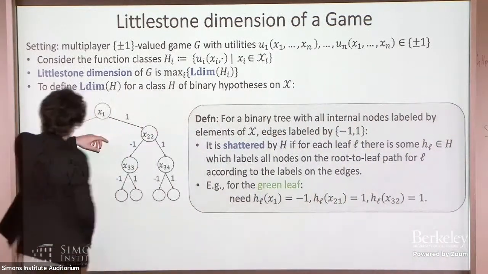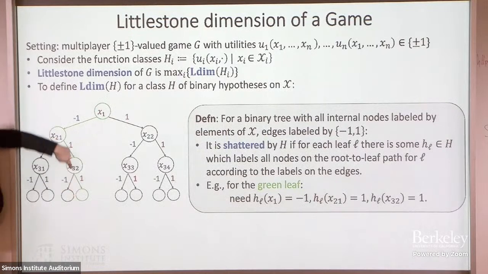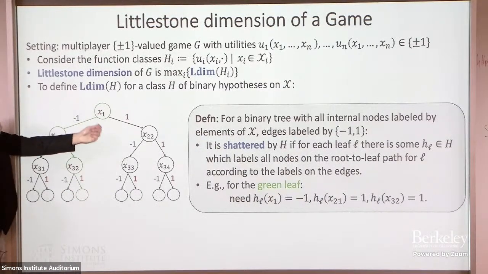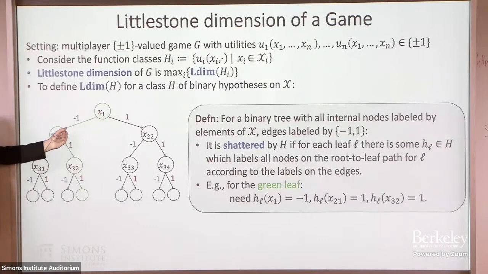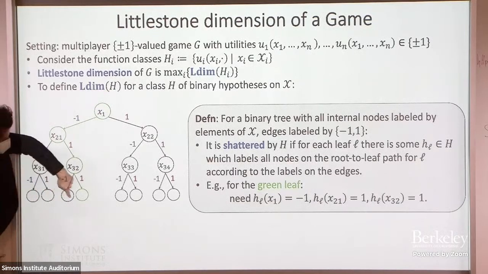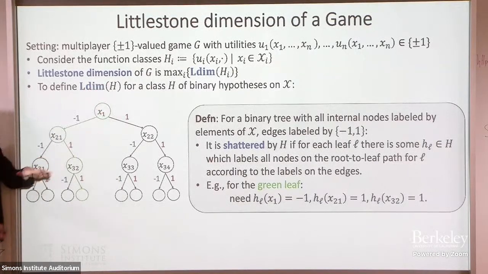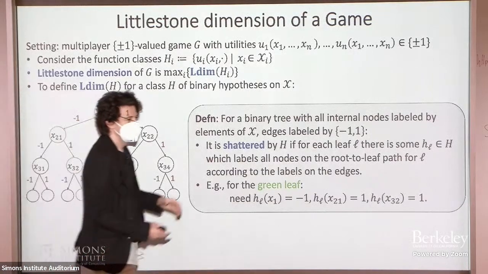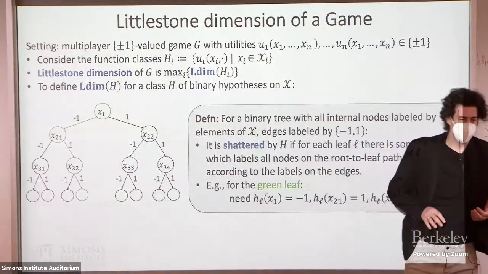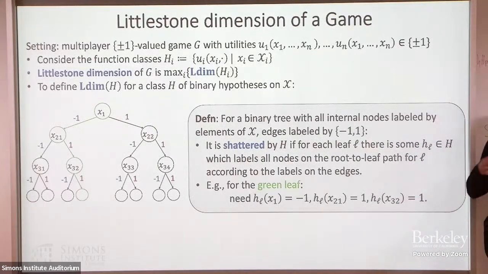For example, for the green path to be implementable, you need a utility function that if you query it on this point, it says -1. If you query it on this point, it says +1. If you query it on this point, it says +1. So this tree is going to be shattered by this function class if I can get to any leaf by choosing the right hypothesis in my function class. So the Littlestone dimension is how deep I can make that tree so that it's still shattered by my hypothesis class.